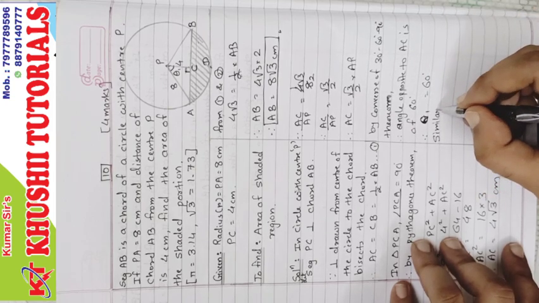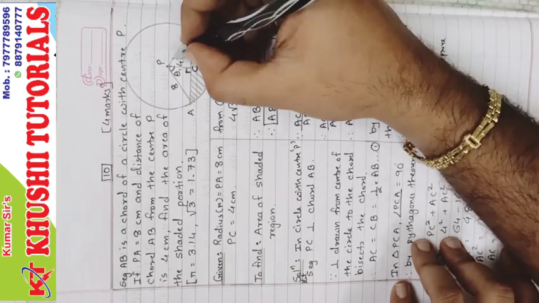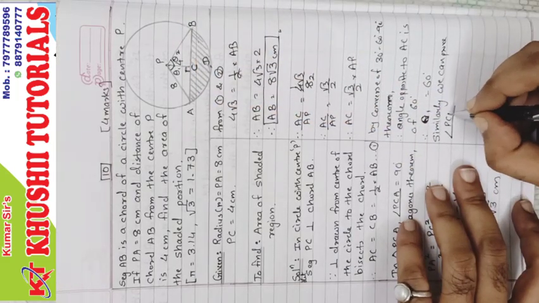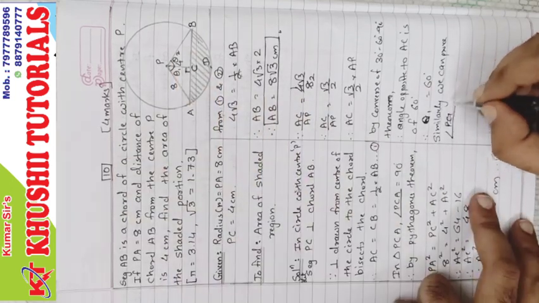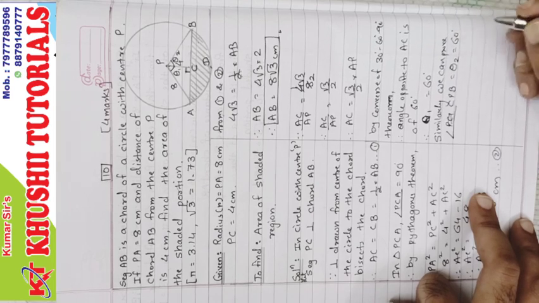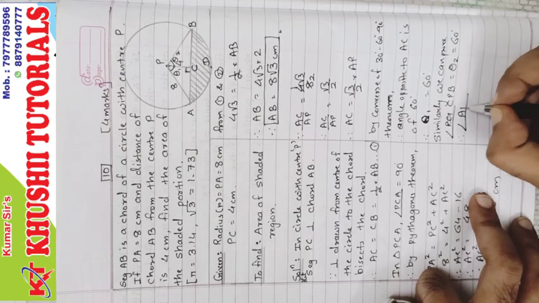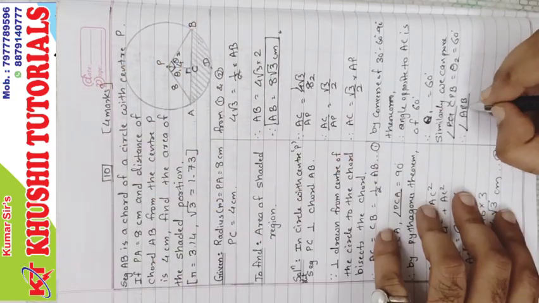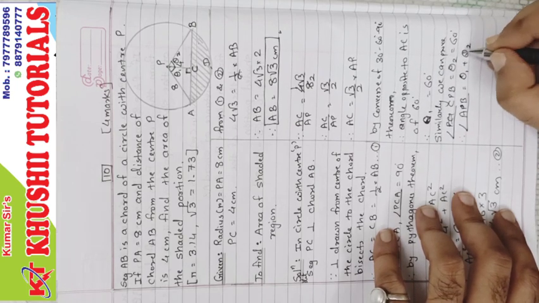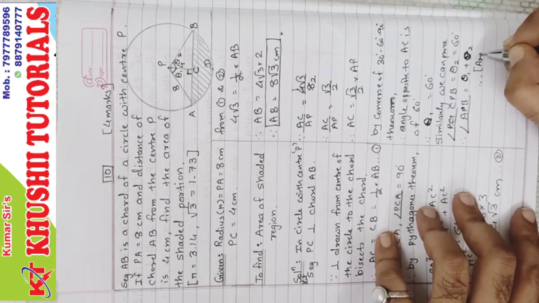Similarly, we can prove this. We will assume angle CPB equal to theta 2, equal to also 60 degree. This also we can prove, 60 degree. Now therefore angle APB, full angle APB equal to theta 1 plus theta 2. Reason: angle addition property.